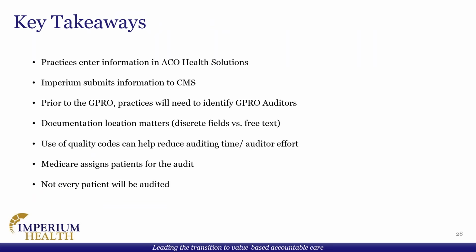A few key takeaways related to the quality audit. Practices should enter their information into ACO Health Solutions. Imperium will submit that information to CMS using ACO Health Solutions. And make sure that prior to the GPRO, practices have identified who those auditors will be. We'll spend more time on that later this year, probably into November and December. Using quality codes is also one of the best ways to make sure that you're able to track your information. And not every patient will be audited, but for those that are selected, we need to make sure that we're fulfilling the audit requirements.